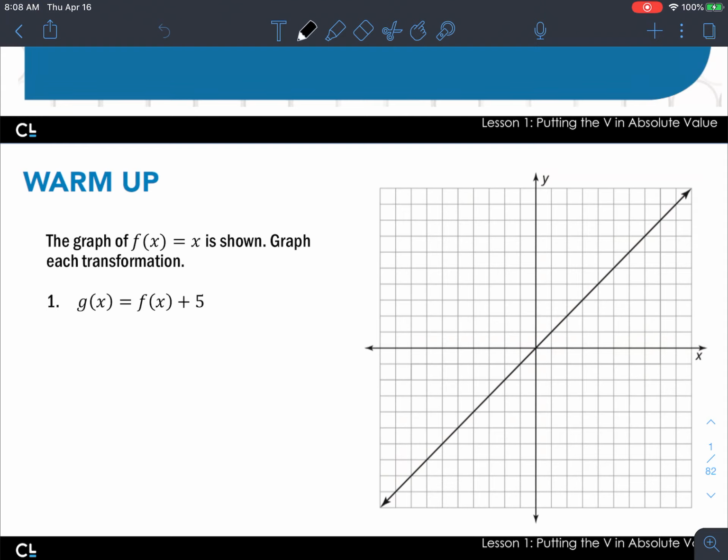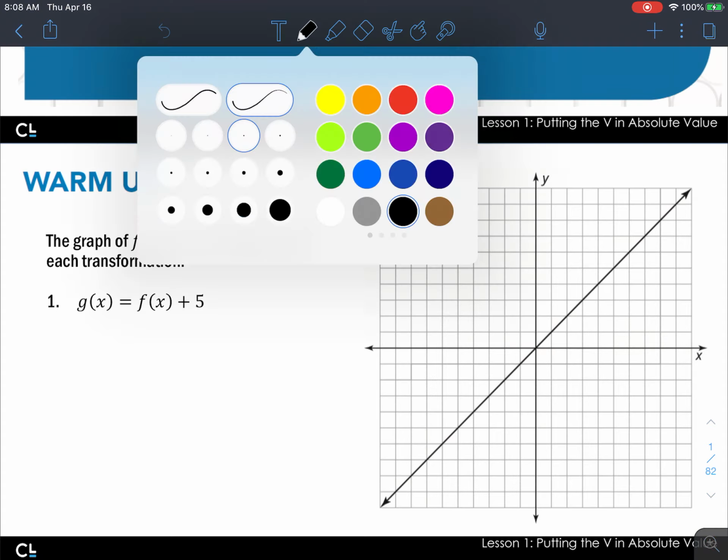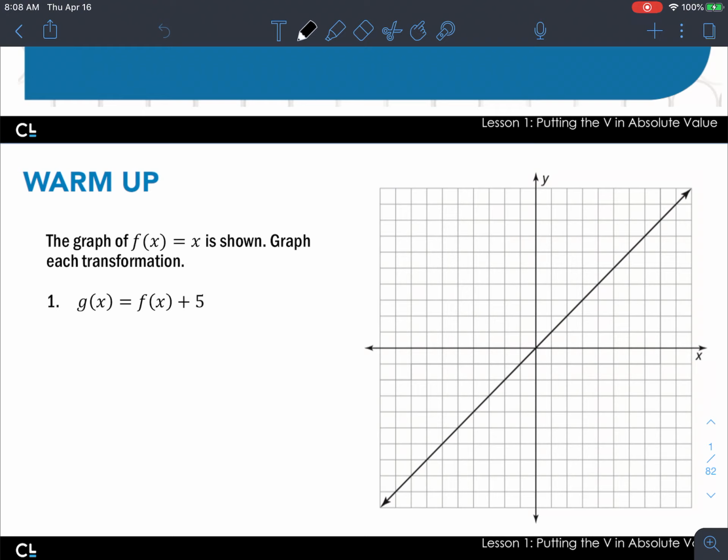Look at the warm up. The graph of f(x) equals x is shown. Graph each transformation. Okay, so essentially transformation is how it moves. So with it being g of x equals f(x) plus 5, how it moves is that it moves this part here, which dictates where the starting point is.